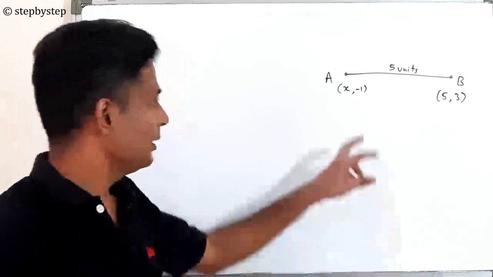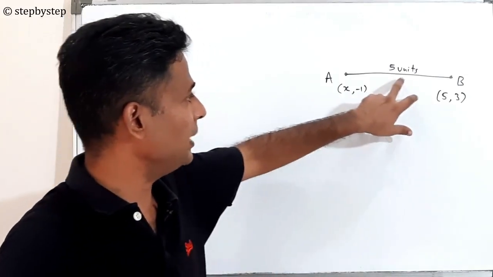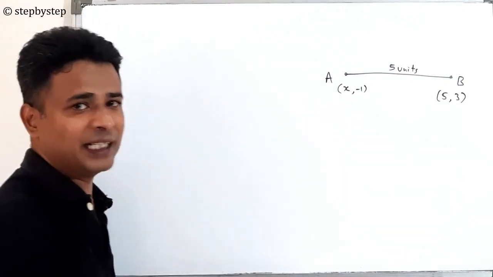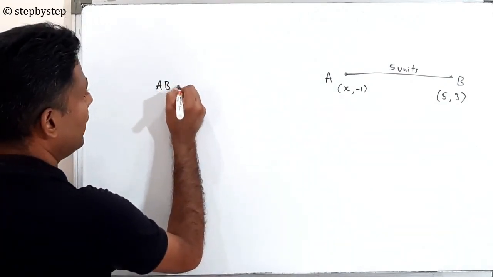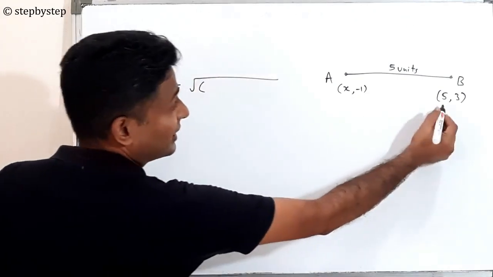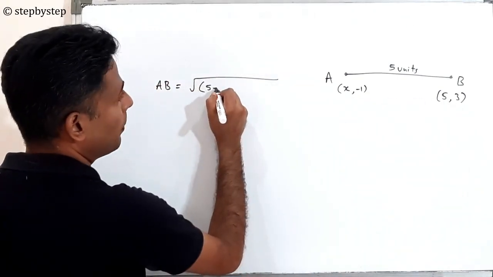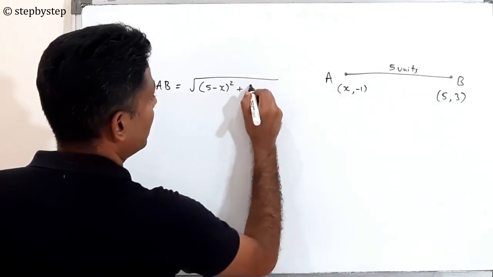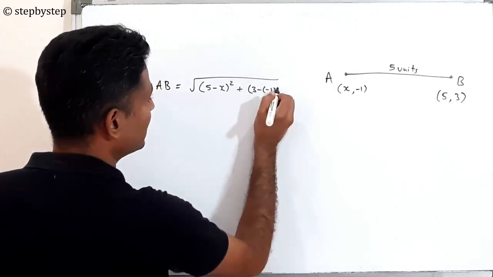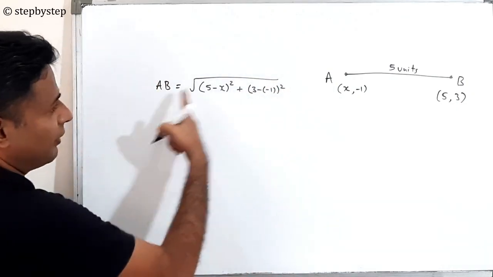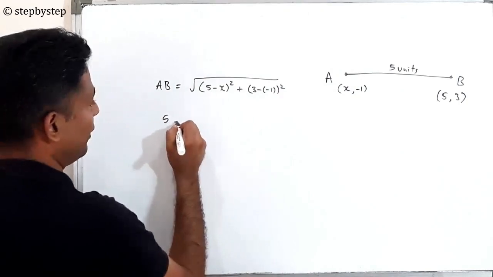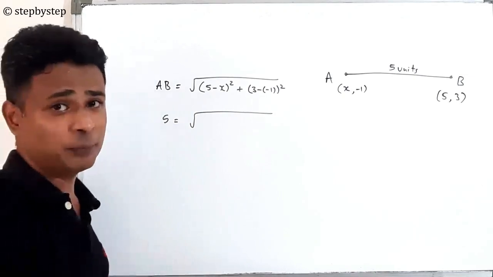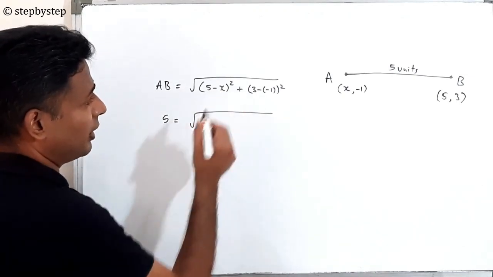The third question, they have told you the distance between point A and B is 5 units, and we have to find the value of x. Again, a simple application of the distance formula. So AB will be equal to root of, I'll take this as x2 y2, so x2 minus x1 whole square plus y2, that is 3 minus of minus 1 whole square. But they have given us AB is 5 units. So 5 equals root of 5 minus x whole square, it's of the form a minus b whole square. Please don't write it as 5 square minus x square.